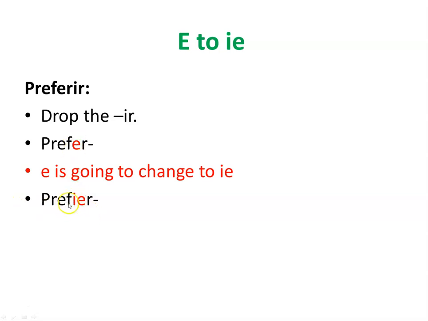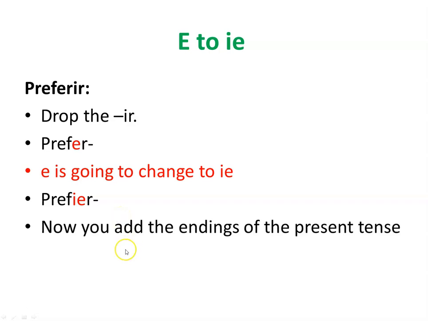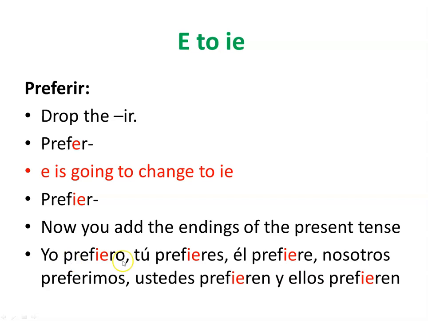So we have prefiere, and then we are going to add the endings of the regular present. Okay? So, yo prefiero, tú prefieres, él prefiere, nosotros preferimos. In the first person plural, we don't have to change the stem. And then ustedes prefieren y ellos prefieren.